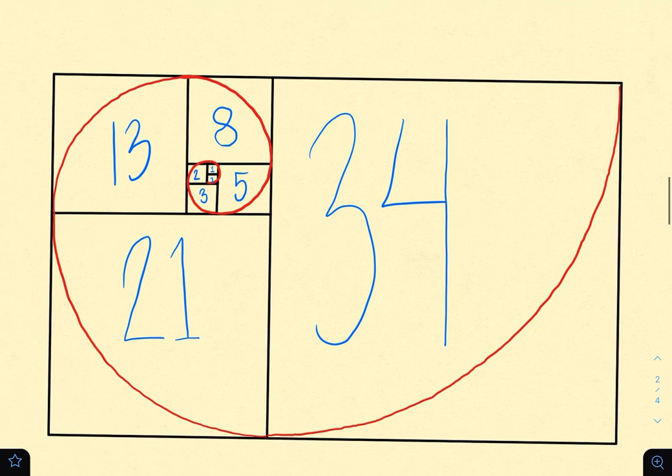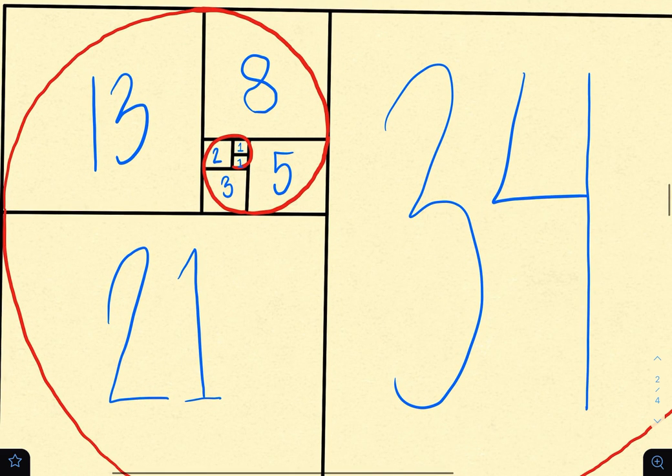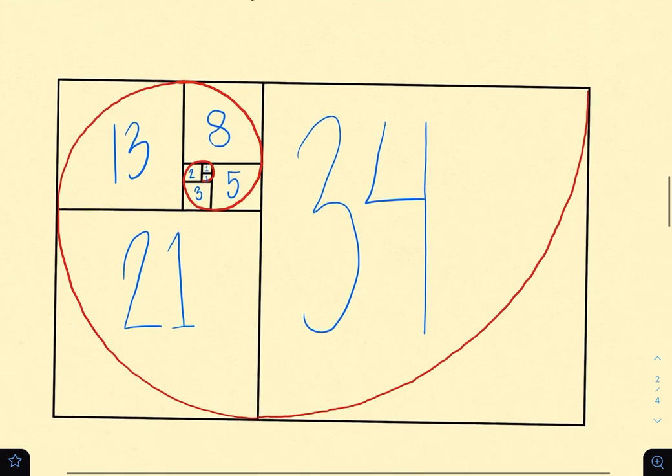If you draw squares with the lengths of those Fibonacci numbers, you would see that they fit together perfectly, because 1 plus 1 gives us the side length of 2, and 2 plus 1 gives us a side length of 3. And that pattern just continues. And you can see that a spiral is created. The red line is the spiral.